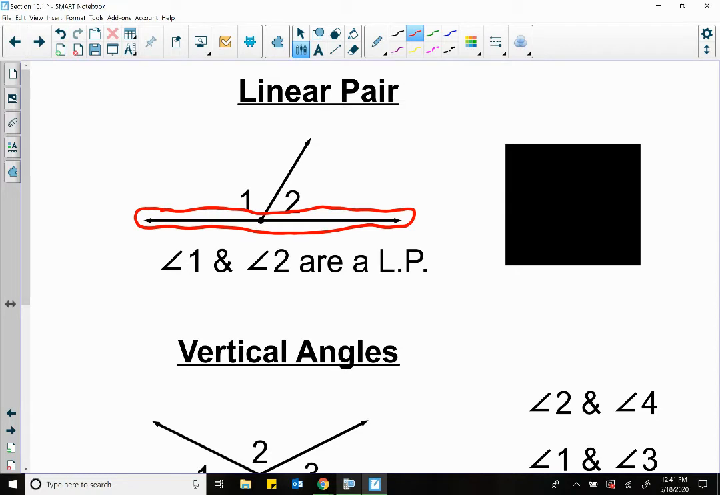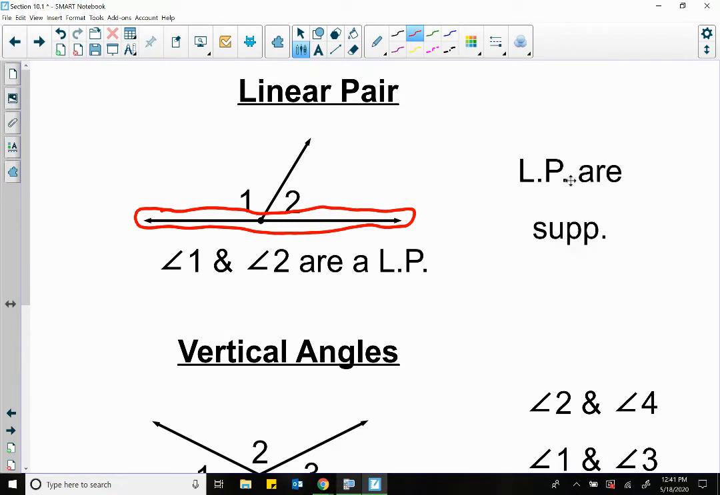Linear pairs are very, very important for us in geometry. So two angles that are adjacent and form a straight line, that's what we call a linear pair. And since they are a linear pair, hence the word line, we know that these angles, 1 and 2, are always supplementary. That's a no-brainer for us. This picture always produces supplementary angles.